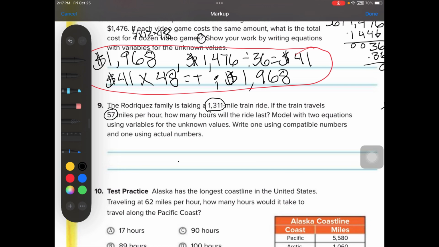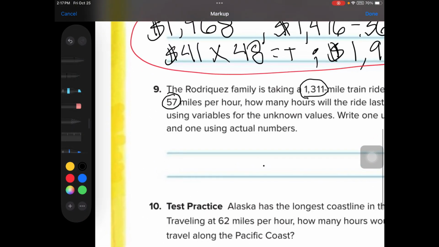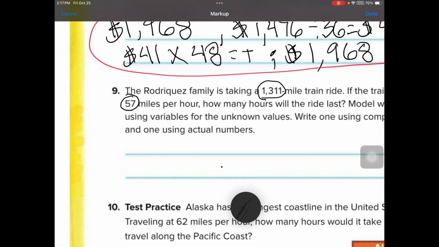Model with 2 equations using variables for the unknown. Write 1 compatible numbers, 1 using actual numbers. I know this seems kind of complicated, but hang on with me and we've got it. First of all, let's just do the real problem, okay? I'm going to use this other side because I'm running out of room over here. I'll move my little bar.